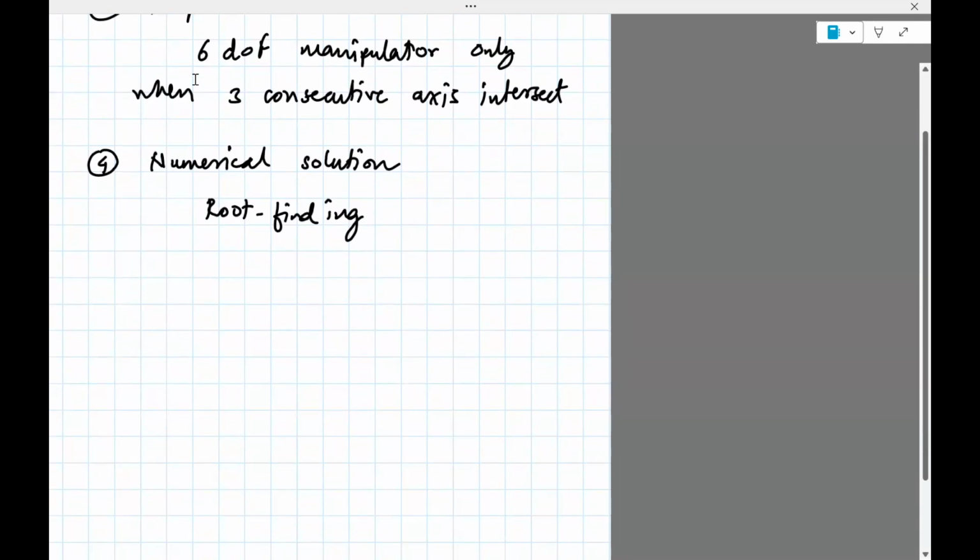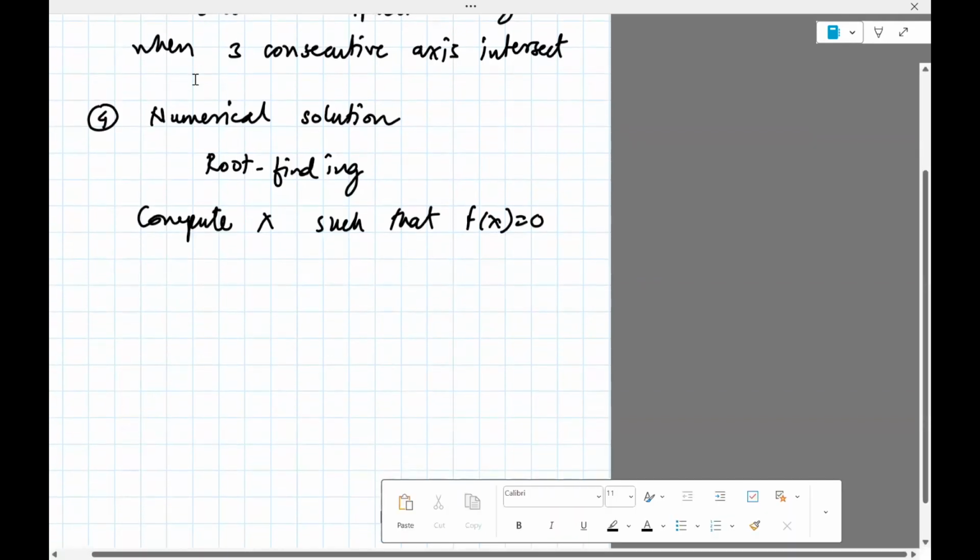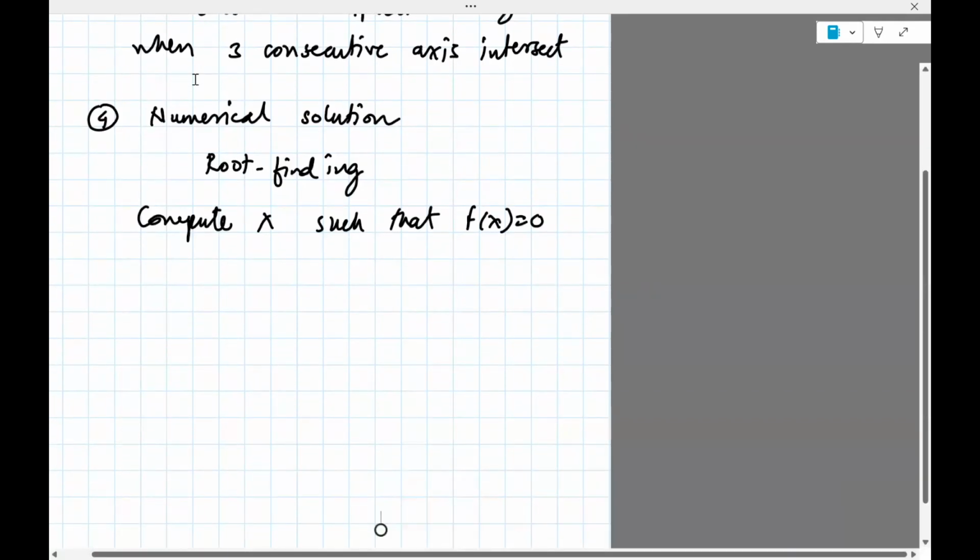6 degree of freedom UR5. Okay, so root finding is the problem of computing x such that f of x equals 0, and x need not be a scalar, it can be a vector. By a vector, I mean it could be any number of equations. So here's an example.